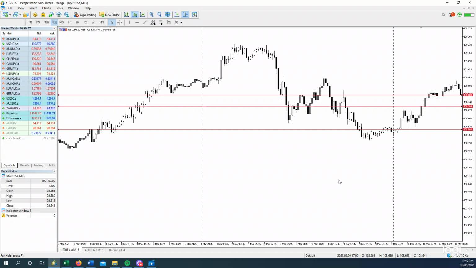So I'll just go to the next one, and I'll just keep going like that. So what I do there is just enter the levels where I entered, enter my stop loss level, and enter where I exited. It comes out with the result, go to the next one.